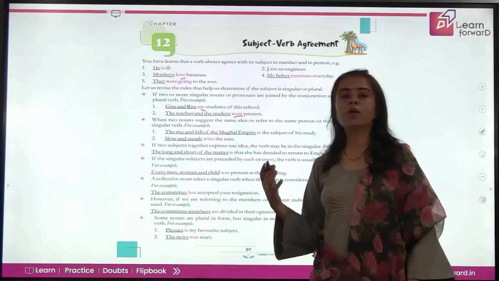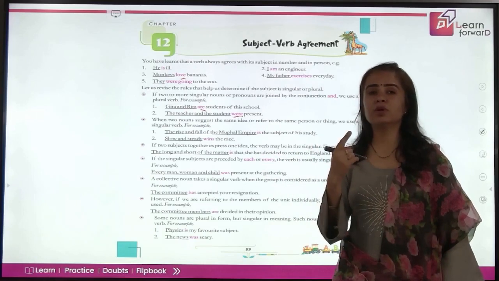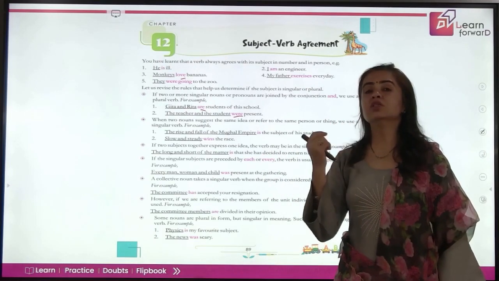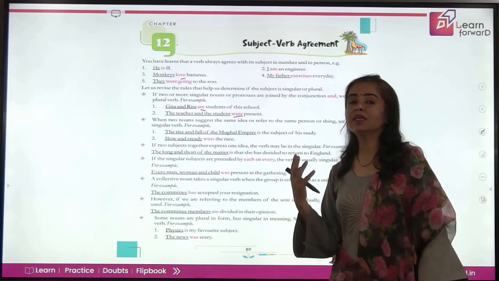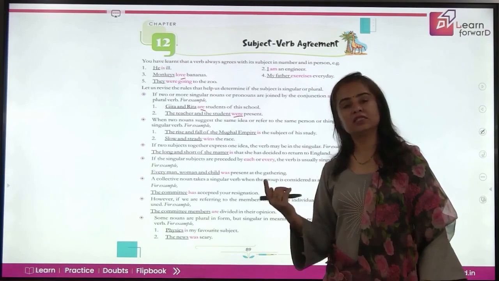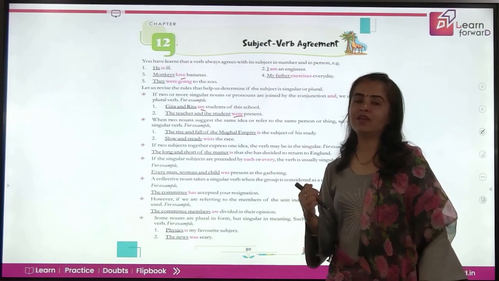Or if you talk about any meal, like you say rajma and rice, so that is one meal together. We are not talking of two things. So that is curry and rice. That is one meal only. So together it is giving you one single idea. It is singular. So we'll say rice and curry is my favorite dish.